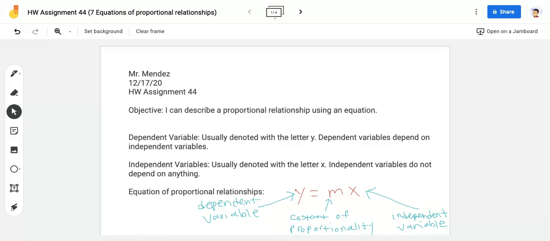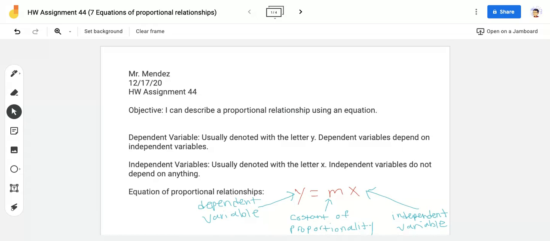It's usually denoted with the letter x. Independent variables do not depend on anything. Time doesn't depend on anything. Time keeps going. We can't stop time. We can't go back in time. Time just keeps moving forward. We can't do anything to stop it. So time usually is independent of everything.